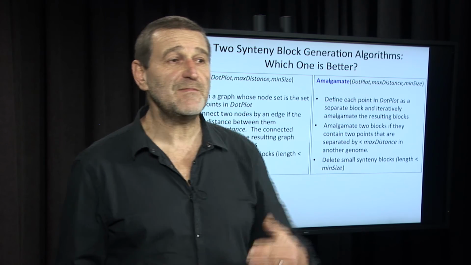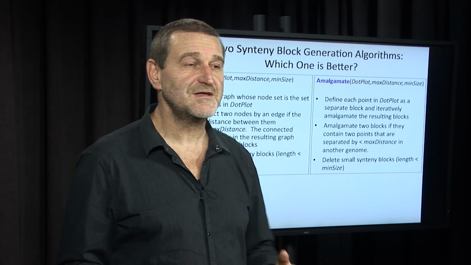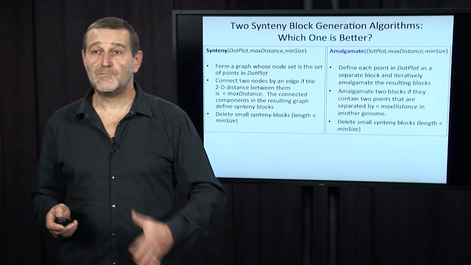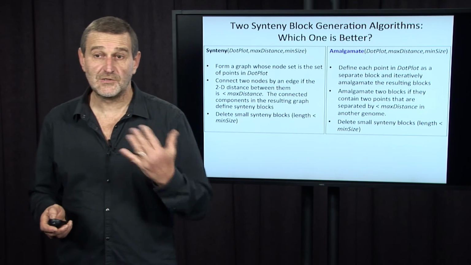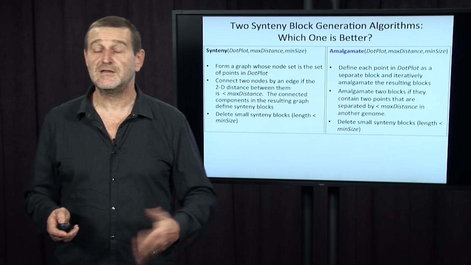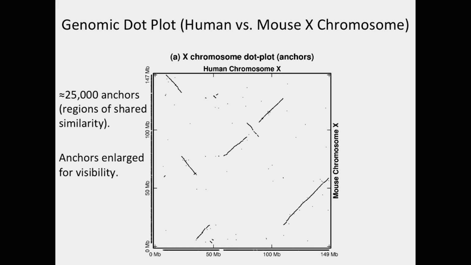If you implement these algorithms and run them, then you see that the Synteny algorithm gives reasonable and biologically adequate results. But the amalgamate algorithm, although it looks reasonable and looks like it models what the human eye may be doing, gives completely wrong results. After developing the algorithm for constructing Synteny blocks, we are now ready to find out what the Synteny blocks are between the human and mouse X chromosome.